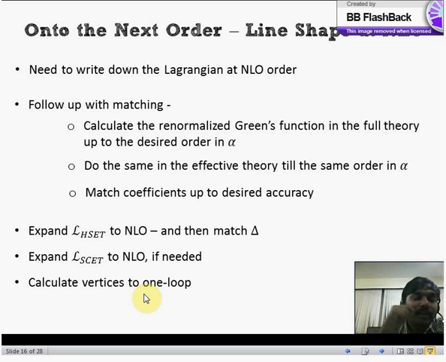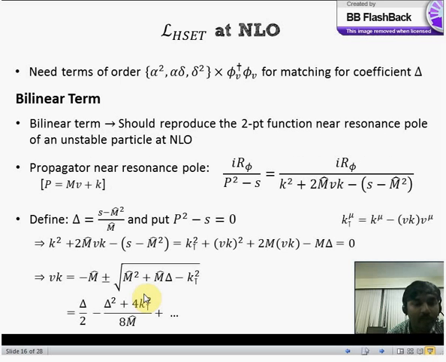We also have to correct for the vertices, because the vertices taken earlier were to leading order. Here, leading order vertices won't work. We have to consistently expand. We could consistently take the one loop correction to the leading order vertices as well. So this is the rough blueprint. We'll see how we go along.